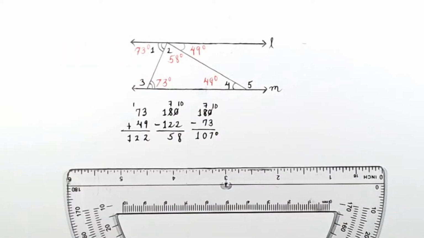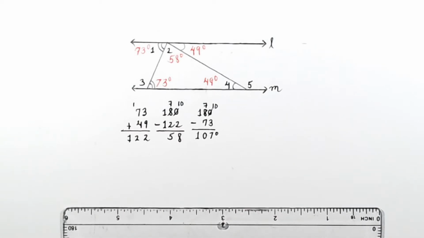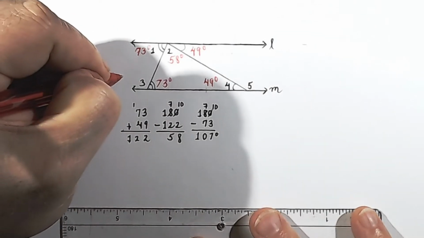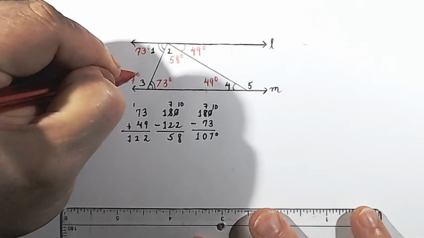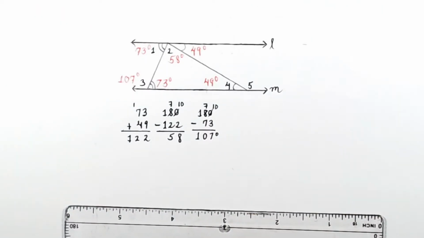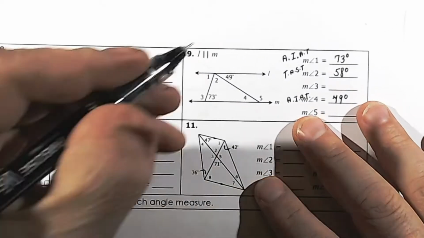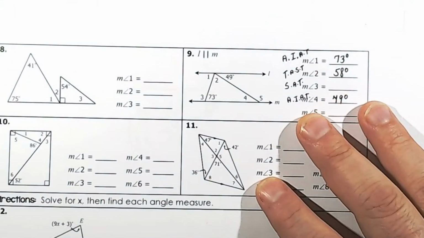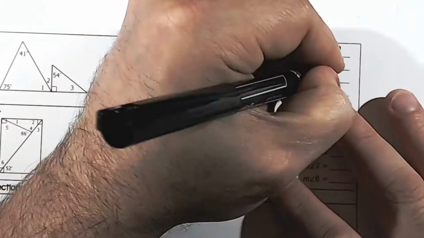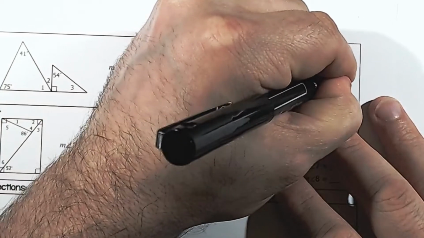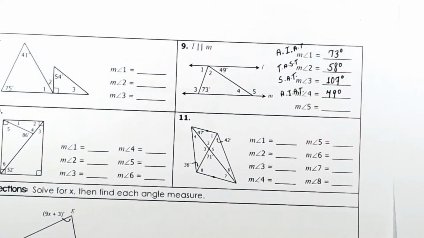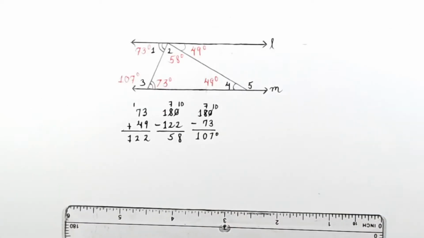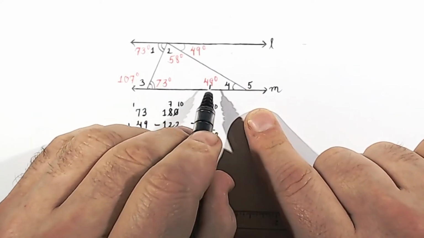This is called the supplementary angles theorem. These angles are supplementary because they add to 180. So angle 3 is 107 degrees. And that was the supplementary angle theorem. Angle 3 is 107 degrees. Now to angle 5. Angle 5 forms a linear pair with angle 4.